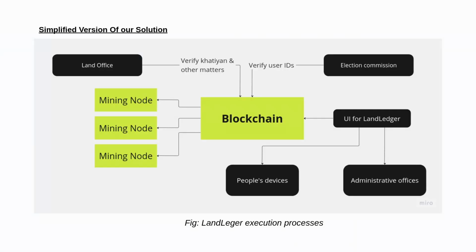The blockchain will contain all the information regarding the users, plots, and all the matters. But for that, the election commission and land office will have to verify the user NIDs to enter the users and the Khotians into the blockchain. Then we have the API for Land Ledger, which will be used by the administrative offices as well as the people for interaction with our system in the blockchain.